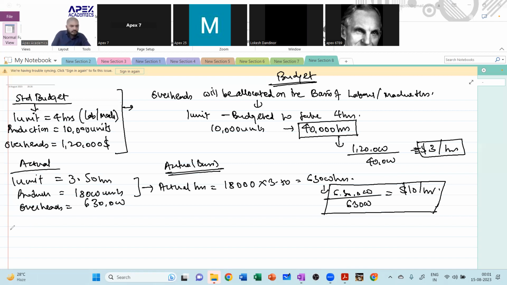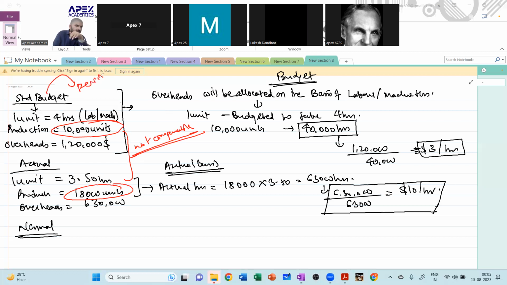Right? Now, if I was to go for a normal system, please understand what will happen in a normal system and in a budget. First of all, you tell me one thing. Can you compare actual 18,000 units with standard 10,000 units? It is not comparable. What will you revise? Always budget is revised.